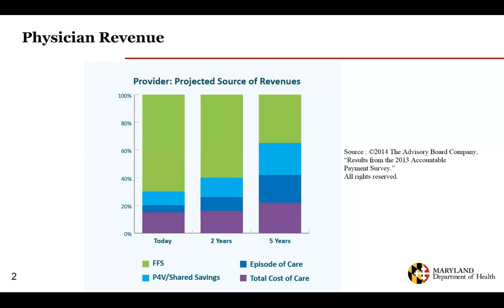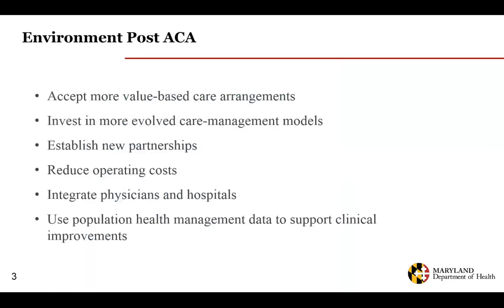So, again, this is the environment post-ACA. Physicians are accepting more value-based care arrangements. There's investing in more evolved care management models, establishing new partnerships. This is really about, you've heard the terminology medical neighborhood. So really working effectively with the post-acute providers, all the specialists, all the primary care, so everyone working together to try to reduce the unnecessary utilization and get the system as efficient as possible. Reducing operating costs through these efficiencies, integrating the physicians in the hospitals. So a lot of the information you'll see from the state and the new programs that are being rolled out are definitely about integrating those two entities together. And then, of course, using population health data to support the clinical improvements.